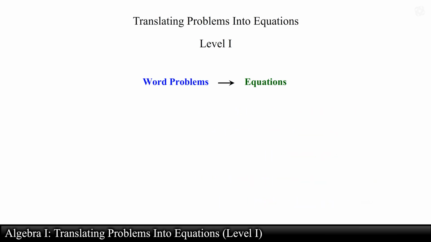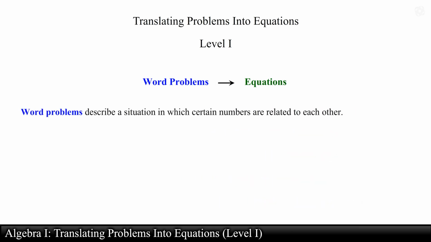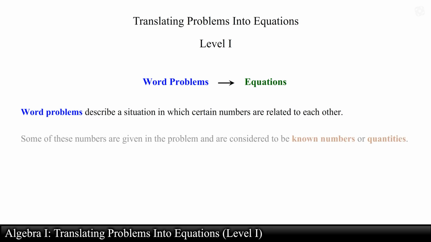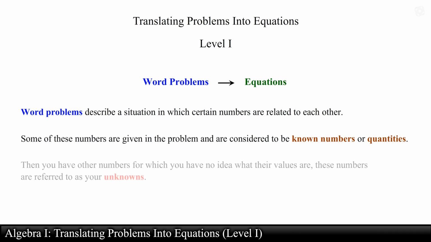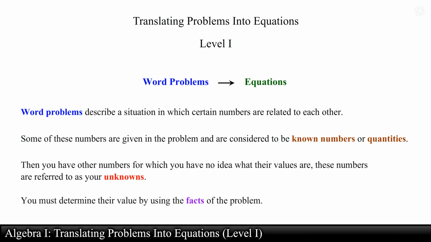In general, word problems describe a situation in which certain numbers are related to each other. For the most part, some of these numbers are given in the problem and are considered to be known numbers or quantities. Then you have other numbers for which you have no idea what their values are. These numbers are referred to as unknowns. You must determine their value by using the facts of the problem.